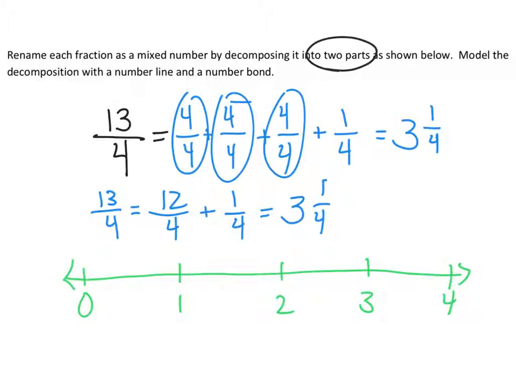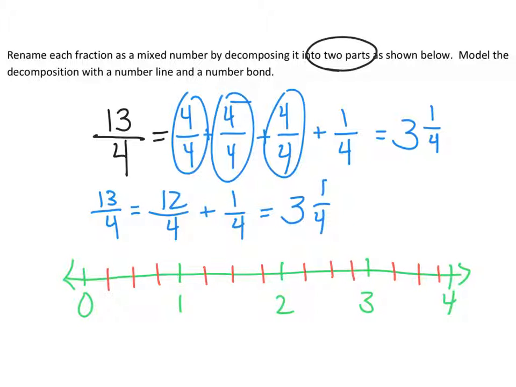And so since we are working with fourths, we have to divide this number line into fourths. So let's get our little tick marks here. 1, 2, 3, and the 1 becomes the 4th. 1, 2, 3, the 2 becomes the next 4th. 1, 2, 3, 3 becomes the next 4th. And 1, 2, 3, and the 4 becomes the next 4th.